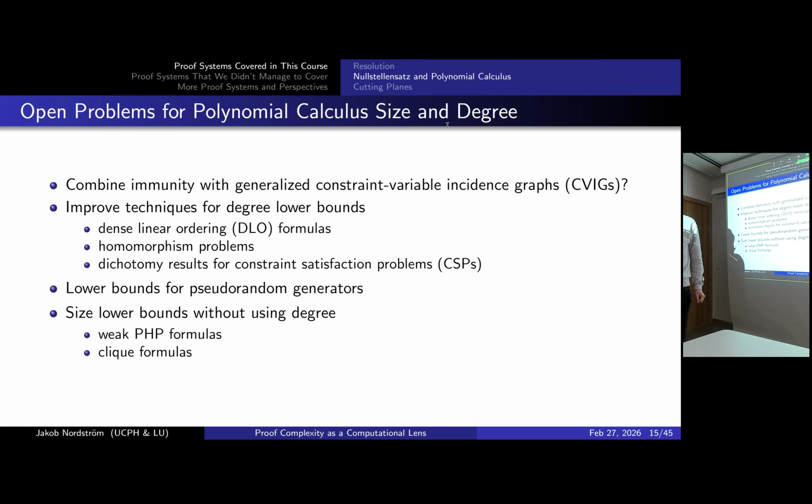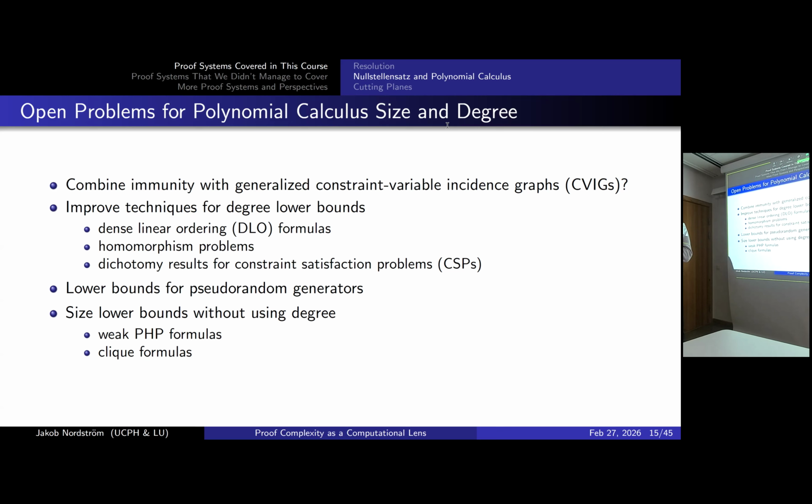Pseudo-random generators I already mentioned. Size lower bounds without using degree. So for resolution, we still have exponential lower bounds for the weak pigeonhole principle. Maybe I didn't say this clearly enough. So interestingly, all the way up to an exponential number of pigeons and just n holes, we have exponential lower bounds for resolution. So even if you make the claim in resolution that an exponential number of pigeons fits into a linear number of holes, resolution still struggles with this.